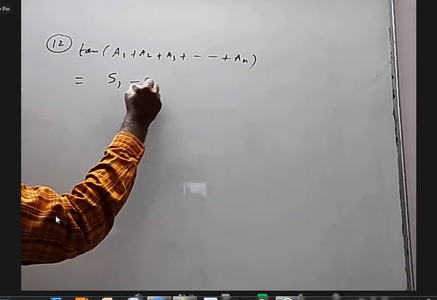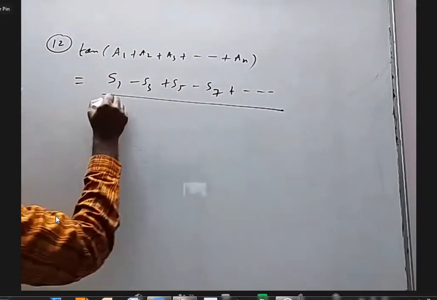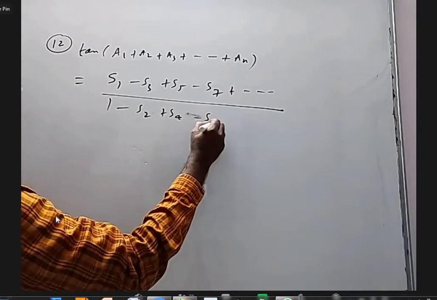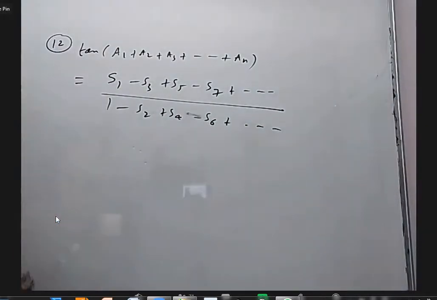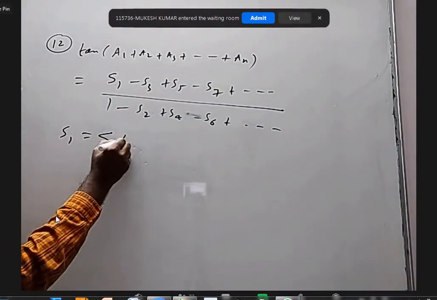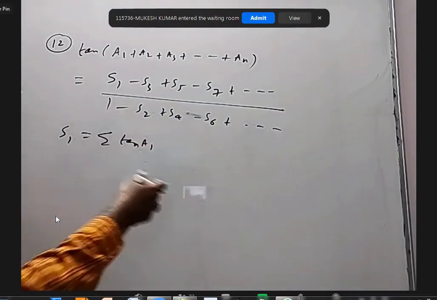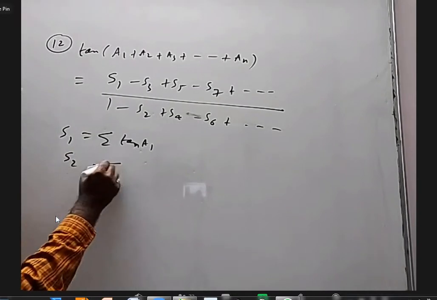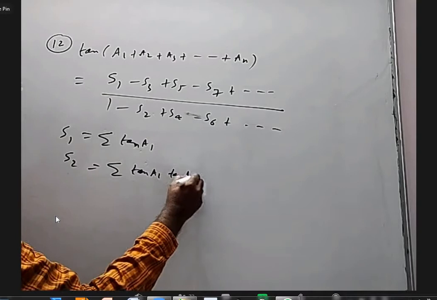The formula is S1 minus S3 plus S5 minus S7 and so on, divided by 1 minus S2 plus S4 minus S6 and so on. What does it mean? S1 means sigma tan A1, meaning all single things: tan A1 plus tan A2 plus tan A3 and so on. S2 means two things, sigma tan A1 tan A2.